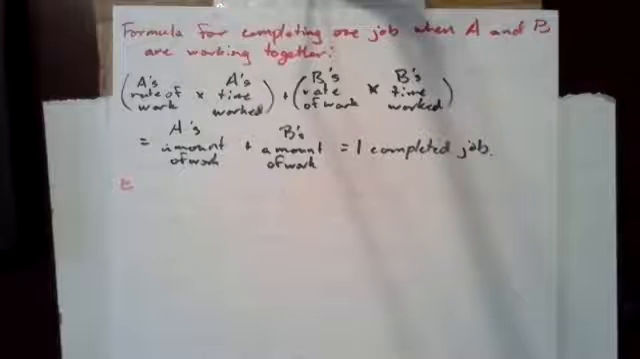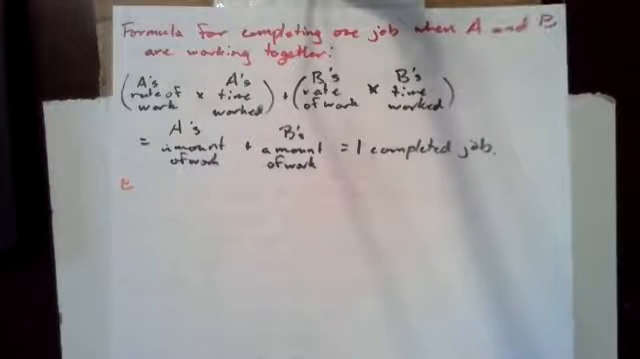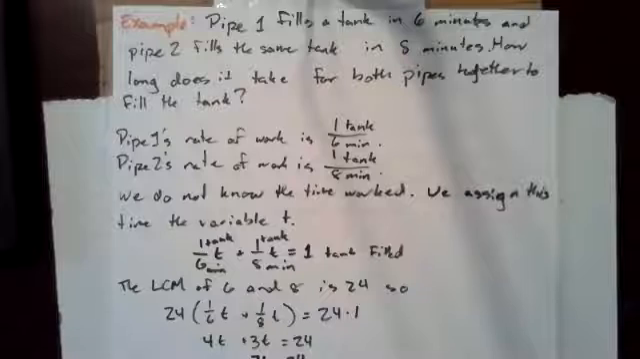The formula for completing one job when A and B are working together is A's rate of work times A's time worked plus B's rate of work times B's time worked is equal to A's amount of work plus B's amount of work, which is one completed job. For example, pipe 1 fills a tank in 6 minutes and pipe 2 fills the same tank in 8 minutes. How long does it take for both pipes together to fill the tank?